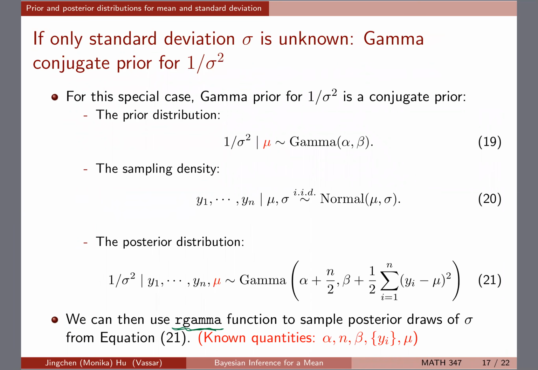And then again, all of those values here, like alpha and beta from the prior, you know their values, right? And you know the sample size, like this. Again, we saw this before. You can compute it from the data, and then you're able to get all of this to do the posterior summary for 1 over sigma squared.